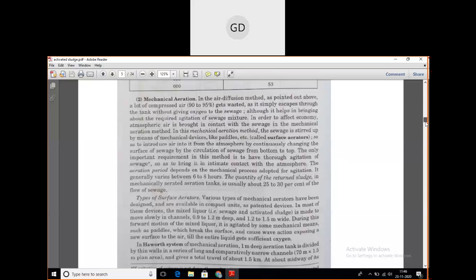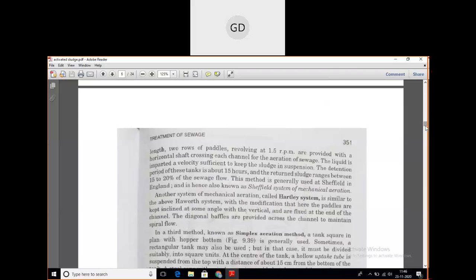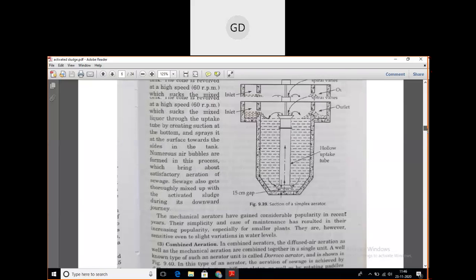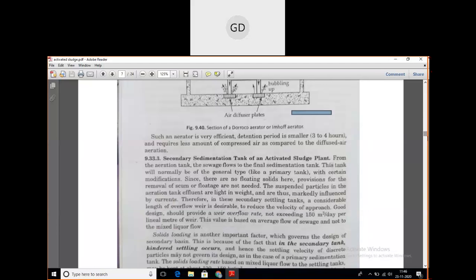There is no need to go into very much depth about the types of aeration, but you should know the difference between the two.